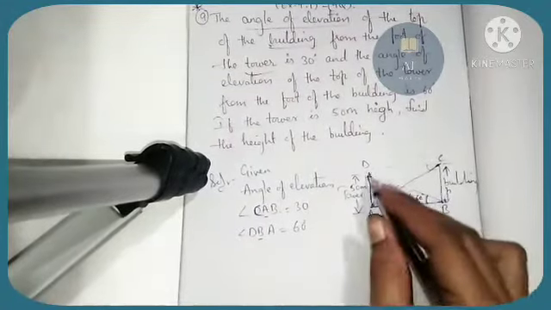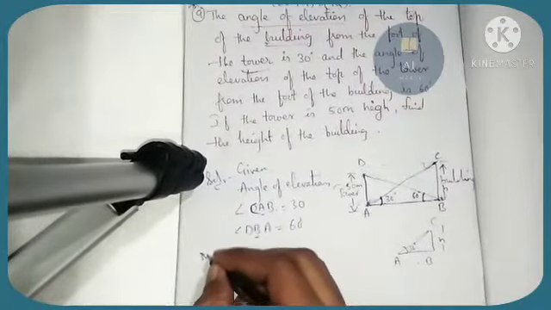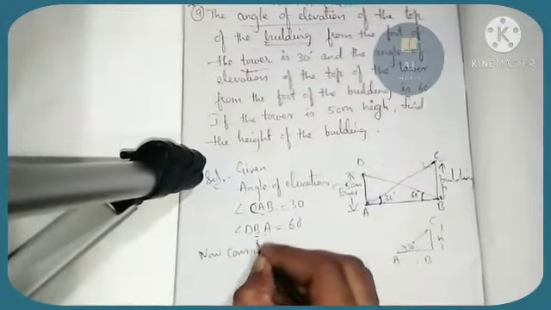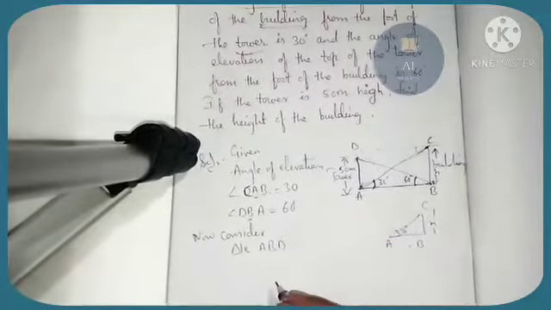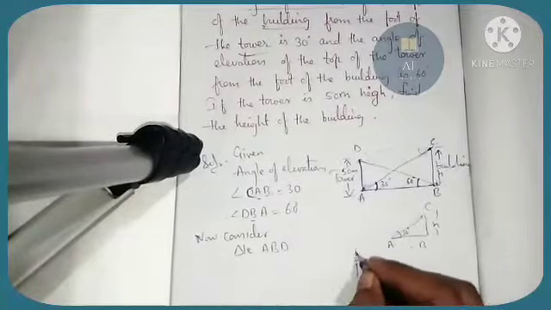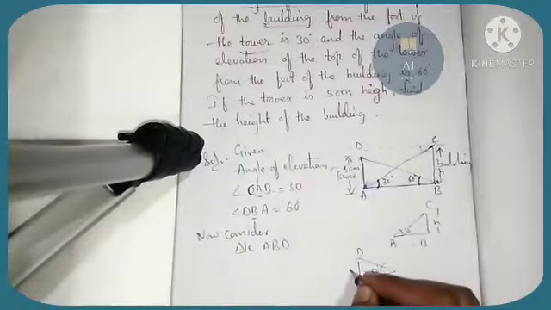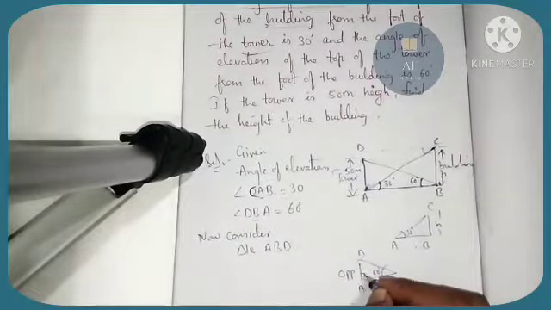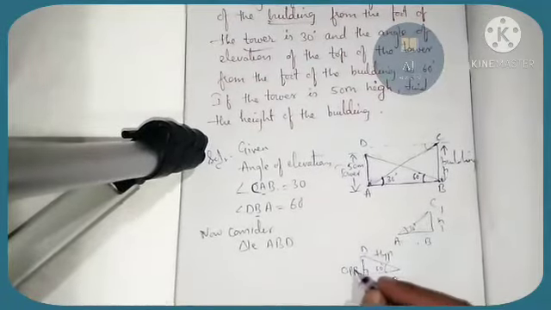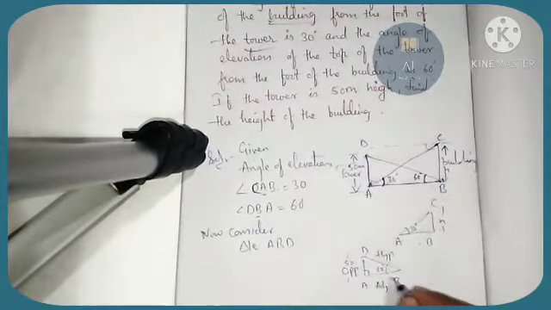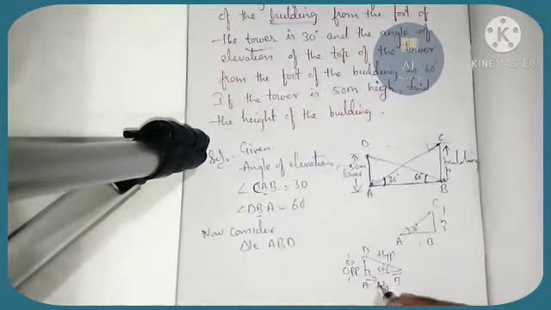So first we will consider the triangle ABD. Here you can see triangle is forming like this, DAB. Here you can see 60 degrees. So the side opposite to the angle is opposite, opposite to 90 degrees is hypotenuse, and this is adjacent. So here 50 is given. This side we have to find, AB. So this is adjacent and opposite we want.